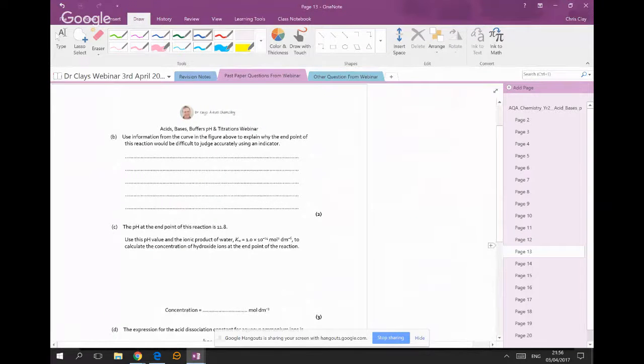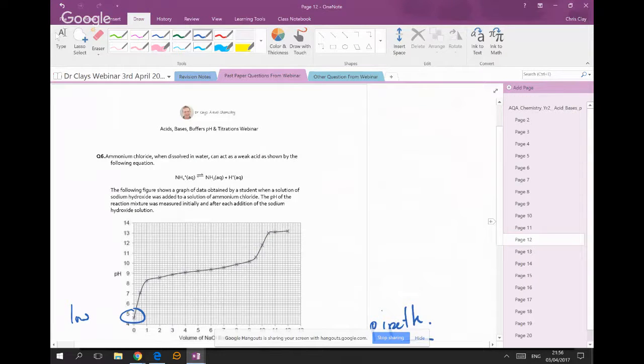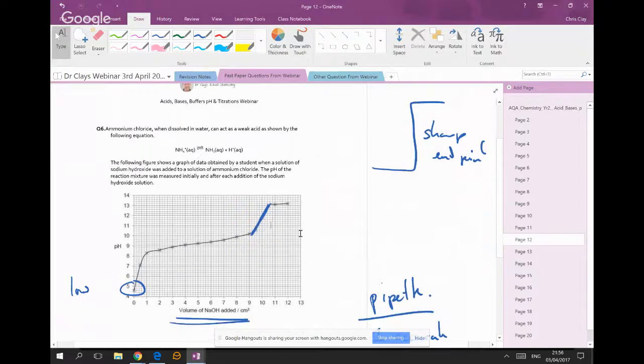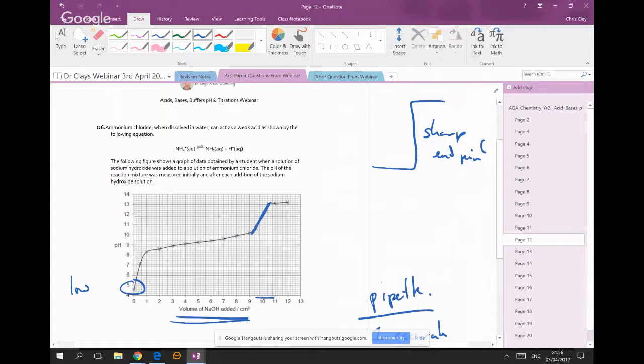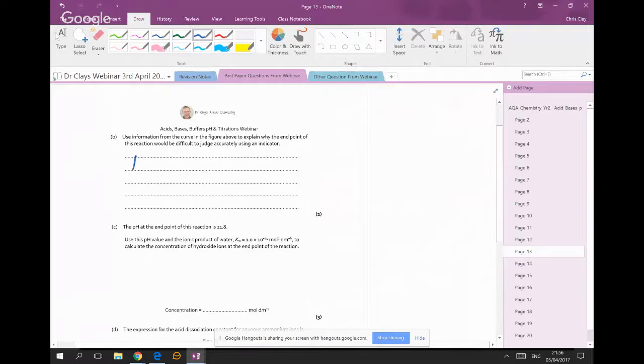Okay, use information from the curve in the figure above to explain why the endpoint of this reaction would be difficult to judge using an indicator. To get a good indicator, you need a sharp endpoint. As we look here at the reaction, we've got an endpoint that's over a range of volumes, across almost 2 milliliters for the volume change. So here, there is a gradual endpoint change.